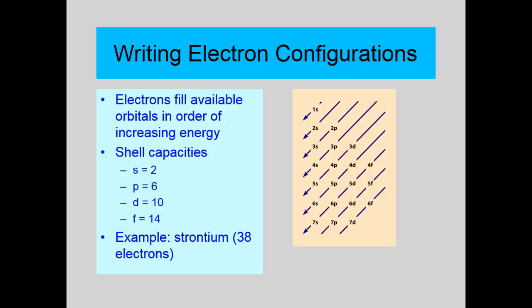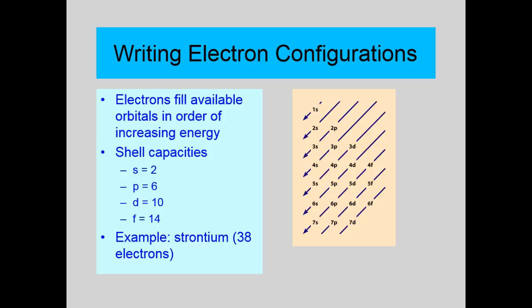In the fourth shell, you can have s electrons. How many? 2. P's? 6. D's? 10. And F's? 14. Exactly. So it goes up 4 every time. If you just go 2, 6, 10, 14, you can remember it that way.